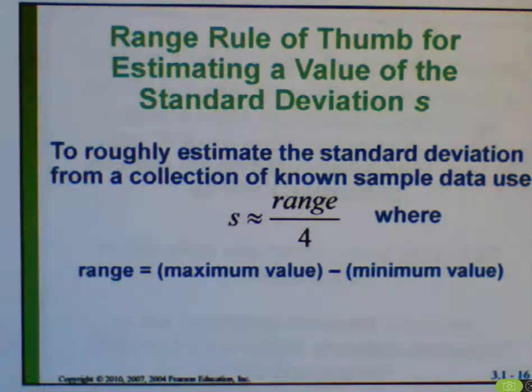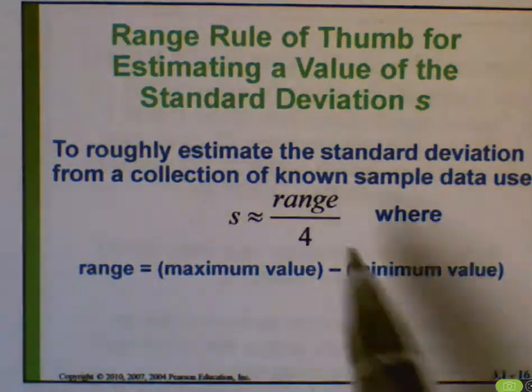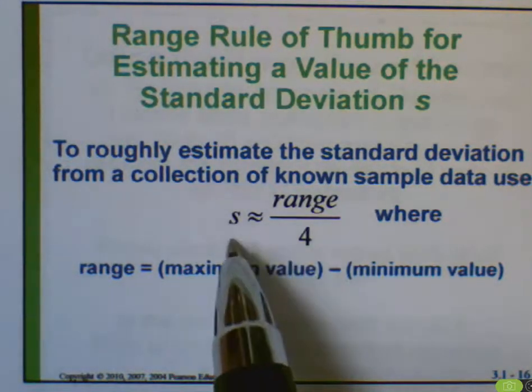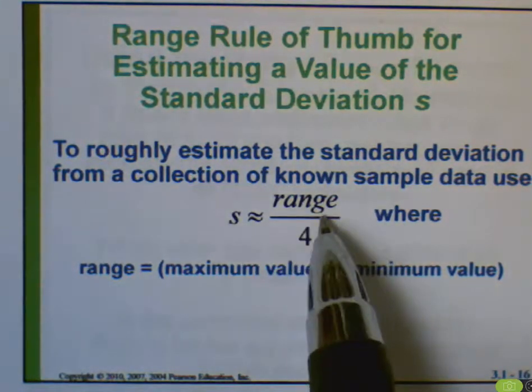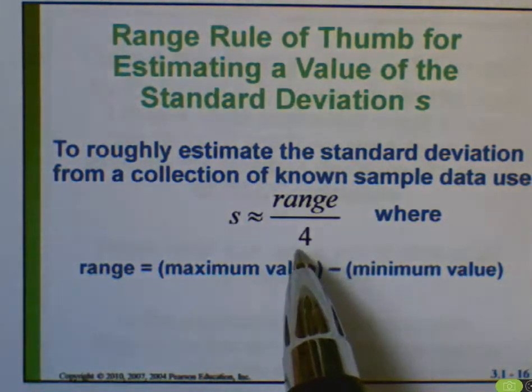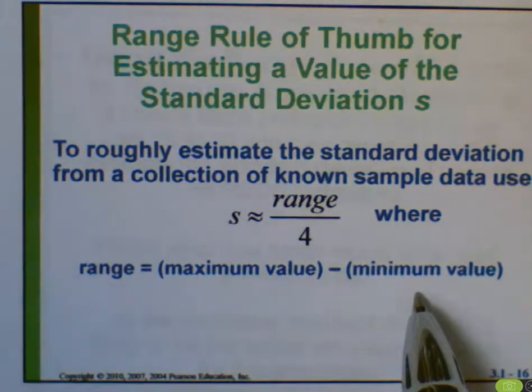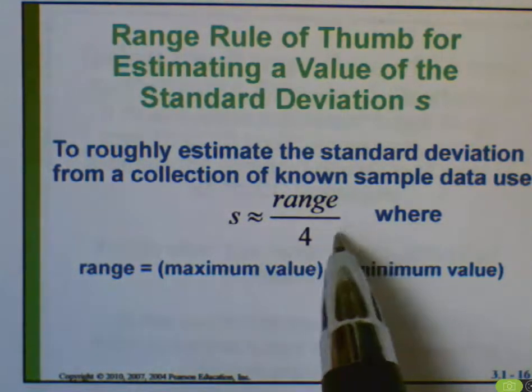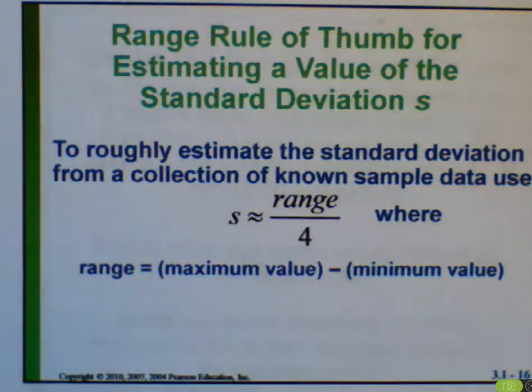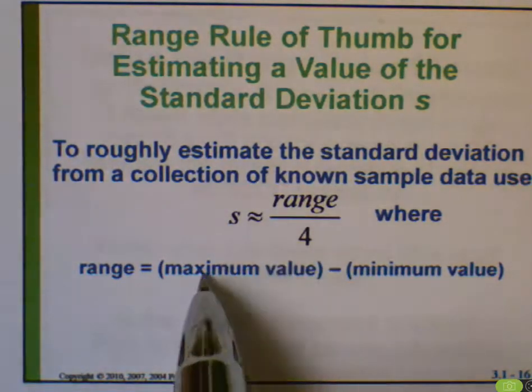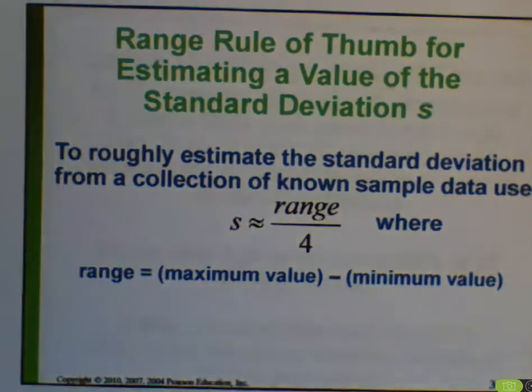And the range rule of thumb says that the best way to estimate the sample standard deviation is just take the range and divide it by 4. Now, range was the highest value minus the lowest value. So do that subtraction, then divide by 4. That is an estimate of the sample standard deviation. Truly, it's not a very good estimate. It's not very accurate, but it's the best thing we can do if we only know the highest and lowest values of our data set.